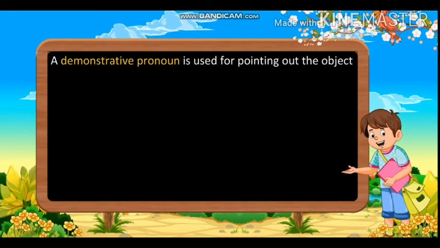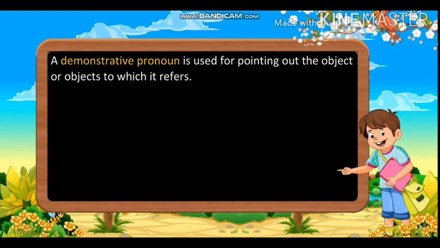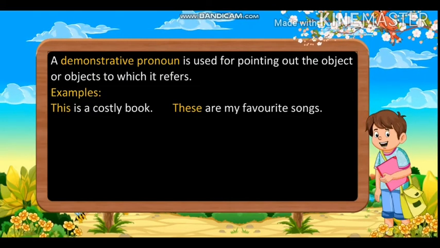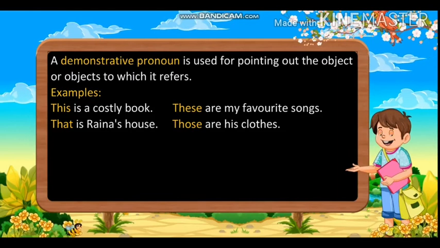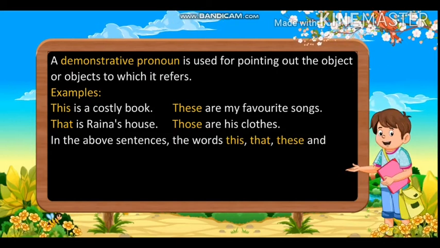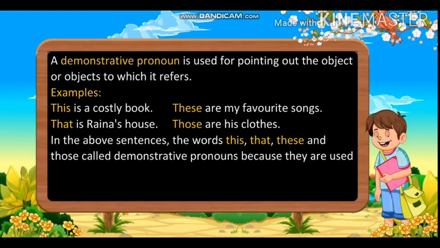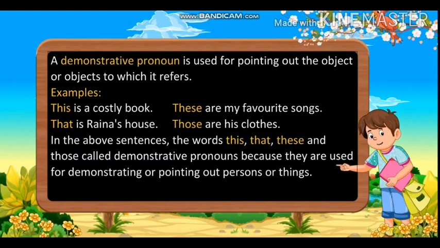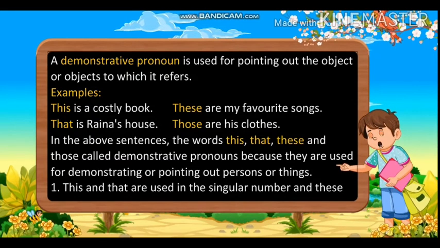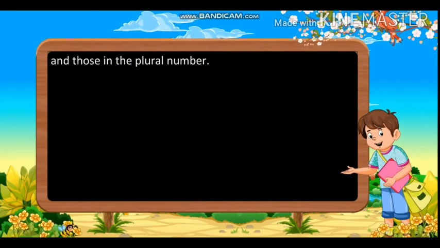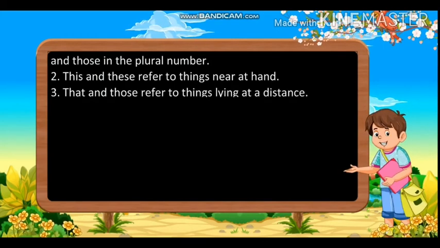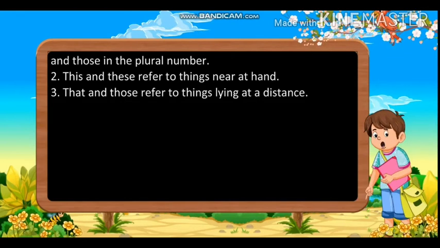Next, demonstrative pronouns. A demonstrative pronoun is used for pointing out the object or objects to which it refers. Example: this is a costly book. These are my favorite songs. This is Raina's house. Those are his clothes. In the above sentences, the words this, that, these, and those are called demonstrative pronouns because they are used for demonstrating or pointing out persons or things. This and that are used in singular number, and these and those are used in plural number. This and these refer to things near at hand, and that and those refer to things lying at a distance.